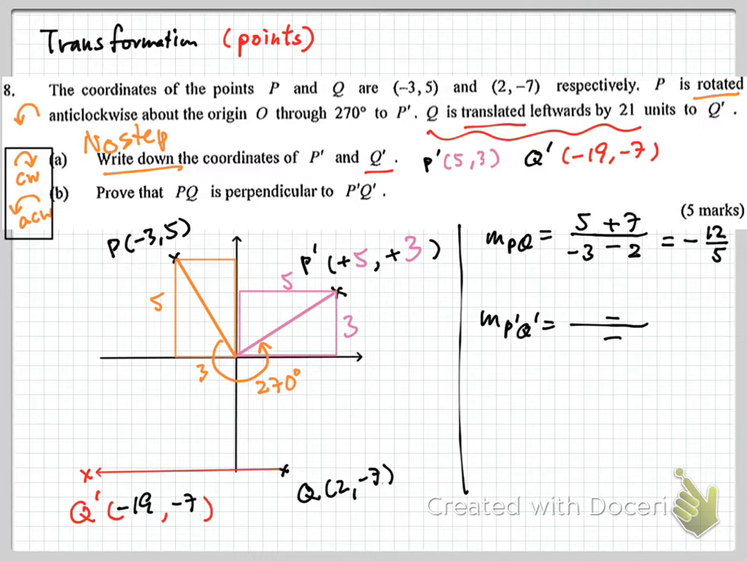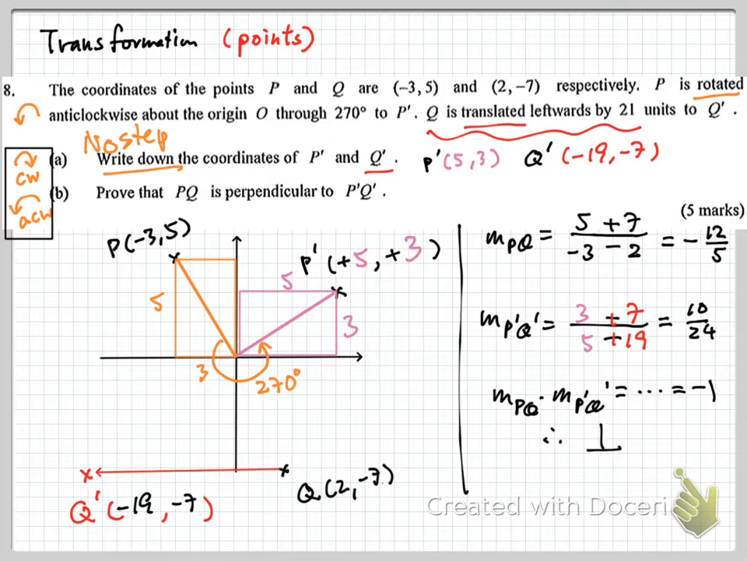It's an awkward number, but let's see P prime Q prime. One of the points is (5, 3). The other is (-19, -7). The slope of this one is 10 over 24. So they indeed multiply to -1. That's why the two are perpendicular. So this is the answer.